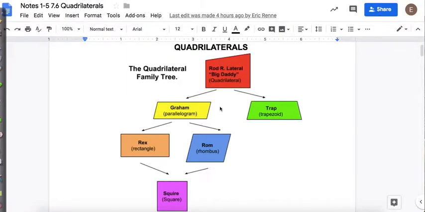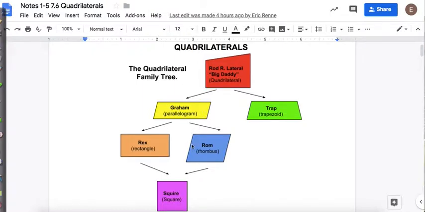Welcome to my notes on quadrilaterals. So today I'm going to introduce quadrilaterals with a story. So we have the quadrilateral family tree, and as I read the story, I want you to look at the diagram here and kind of follow along.